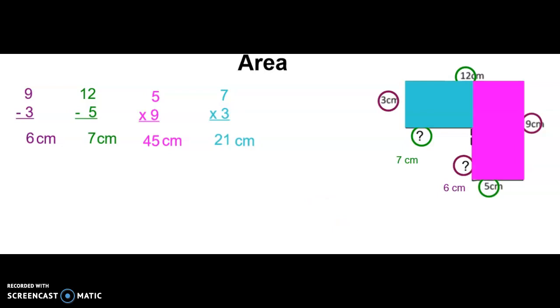Now, to find the area of this entire figure, the pink and the blue together, all I would do is take the 21 and the 45 and put them together. So 21 plus 45 equals 66 centimeters. So the area for this entire shape, the pink and blue together, is 66 centimeters.